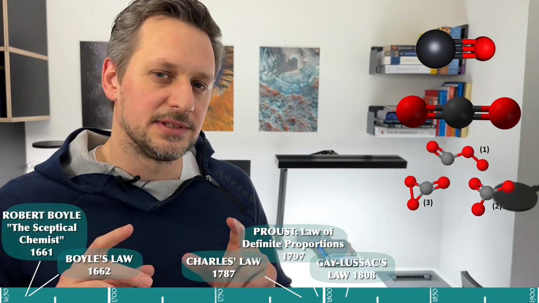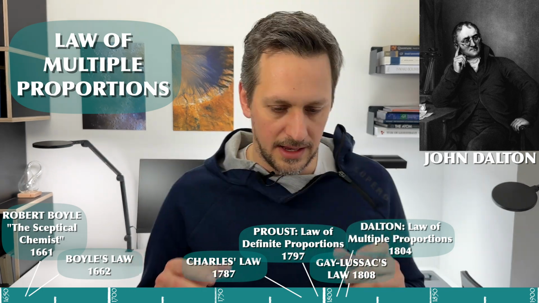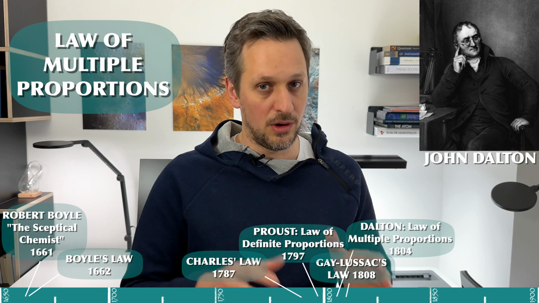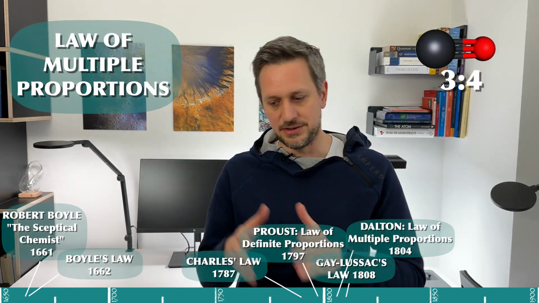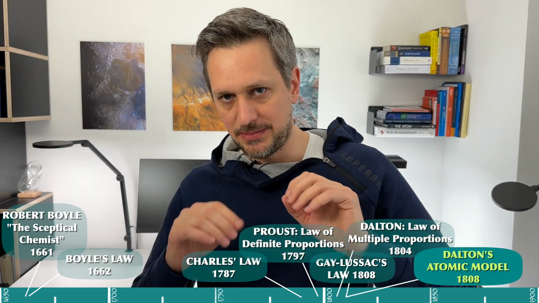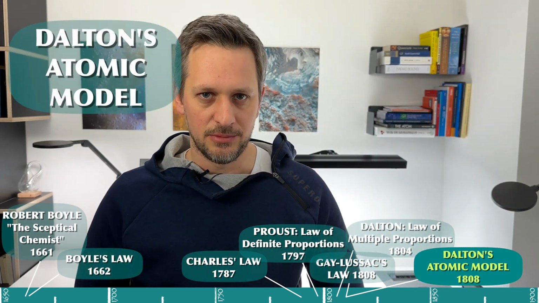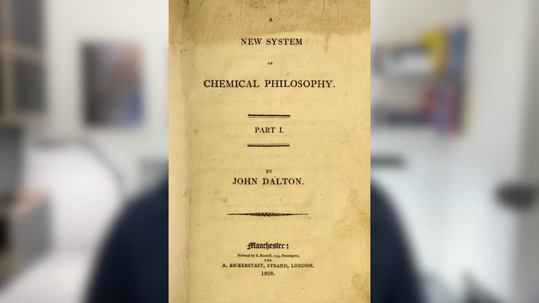And this case was explained by John Dalton and his law of multiple proportions. It just states that the ratio of the masses will always be small whole numbers. For example, as we already said, CO has 3 to 4, CO2 has 3 to 8, and so on and so on. A few years later, John Dalton was able to explain all these findings using his atomic model, which he published in his work, A New System of Chemical Philosophy.